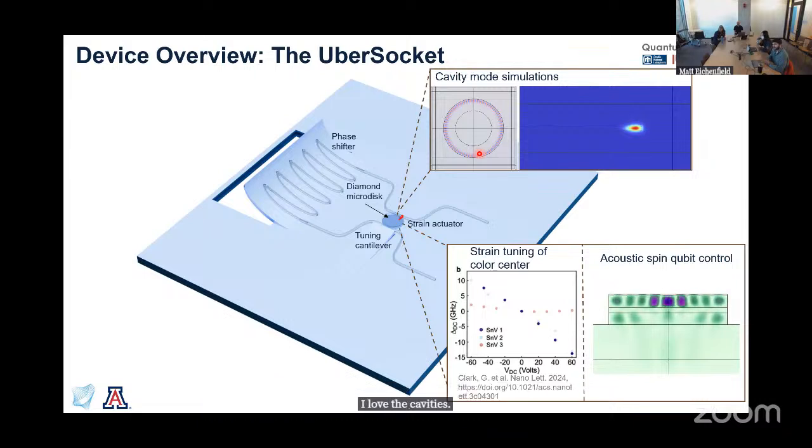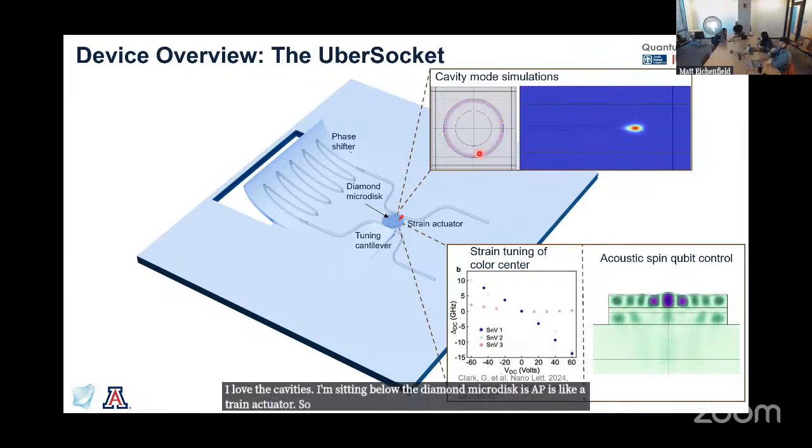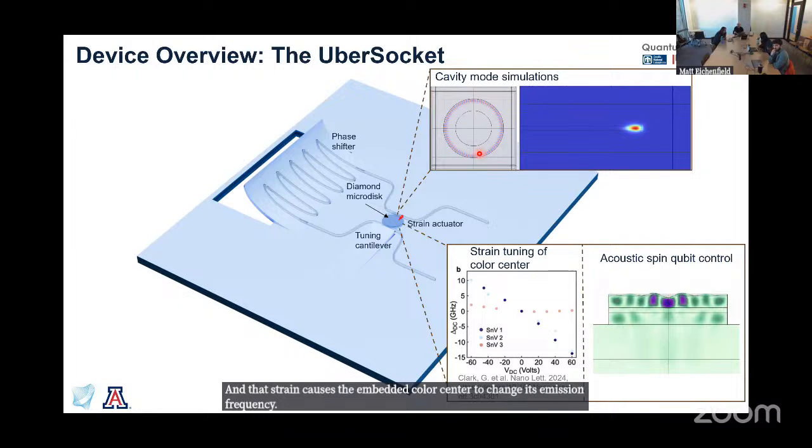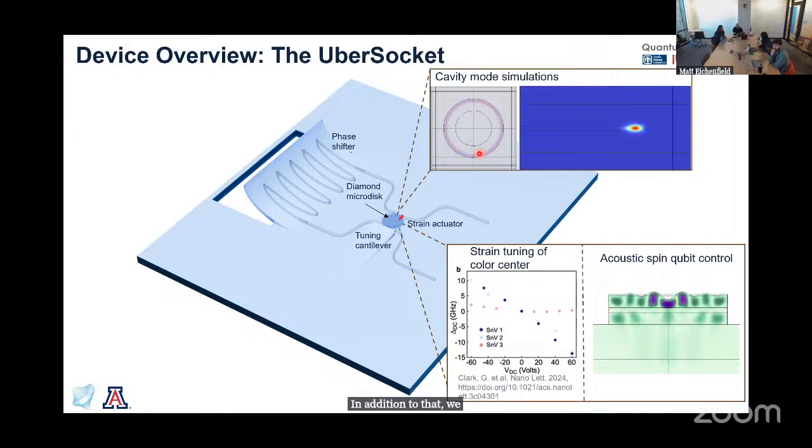Sitting below the diamond microdisc is a piezoelectric strain actuator. When we apply voltage to the strain actuator, that causes the piezoelectric aluminum nitride layer to strain, which causes the attached microdisc to strain as well. That strain causes the embedded color center to change its emission frequency. In addition to that, we can use this piezoelectric strain actuator to target an acoustic mode.